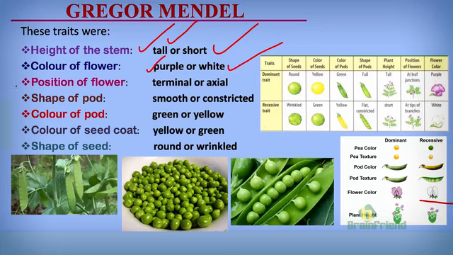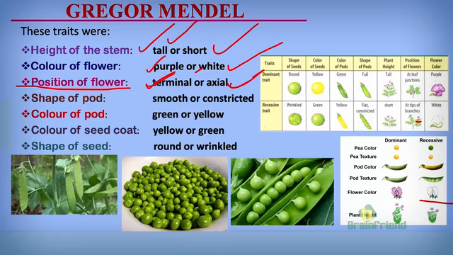He also noticed that the position of these flowers were different. Some pea plants had their flowers positioned at the edge of the branches, as you can see in this case, while some had their flowers positioned at the middle part of the branches, or at the junction of the branches. So he called those at the edge the terminal flowers, and those at the mid part axial flowers.